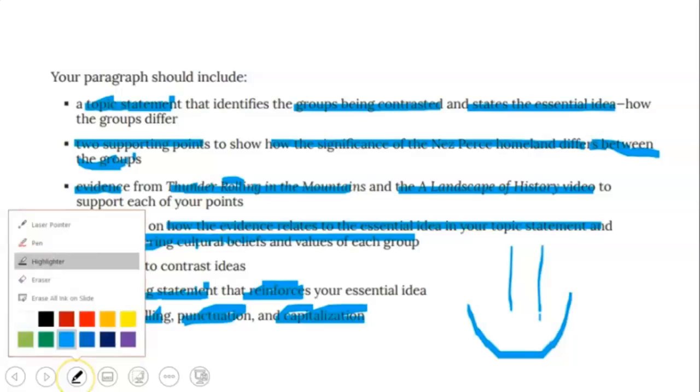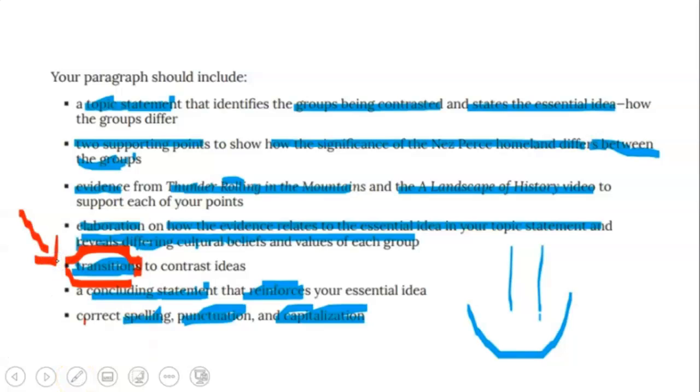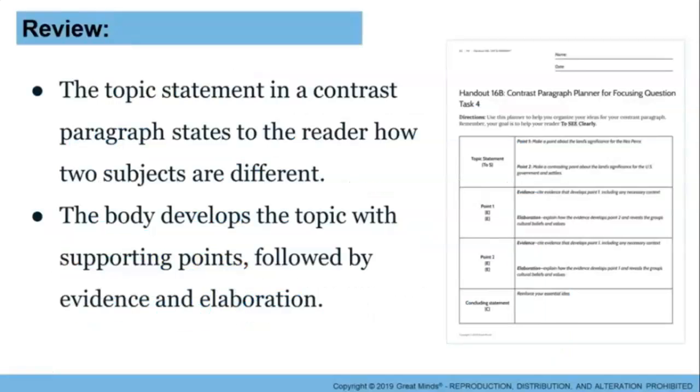Okay. I wish I had known about this earlier. This is so cool. So, all of this can be found in your graphic organizer, though. Oh, look, I highlighted it. Transitions to contrast ideas. All right, so really quickly, let's just review.